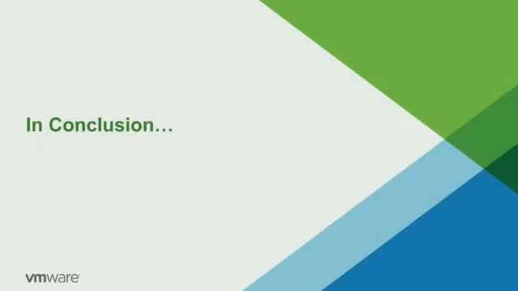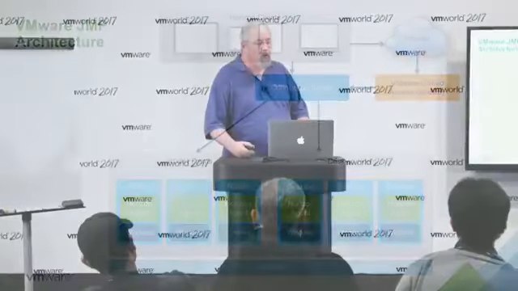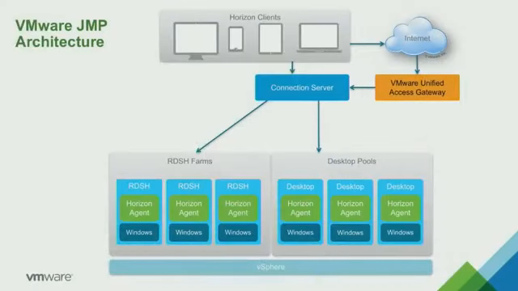Okay, so in conclusion, the JMP architecture, to me, fulfills the promise that VDI has held out since a decade ago when VMware first started making it available. It gives you all of the advantages of having a non-persistent operating system, but the user has that perception that they have a persistent copy, that they use the same copy day after day, even though it maybe only existed for the last 5 seconds.